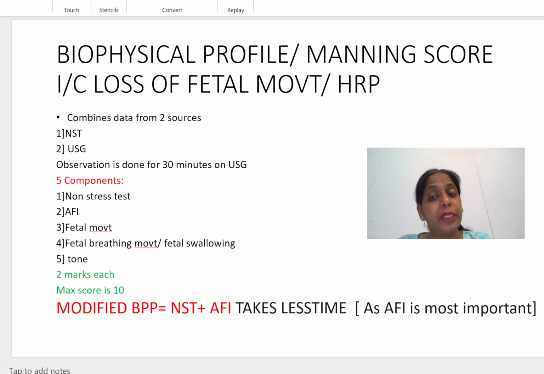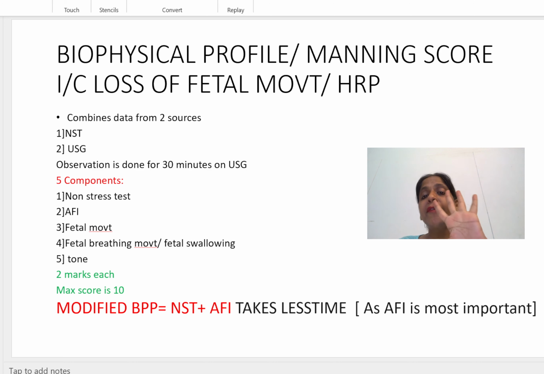We know that while in utero the fetus doesn't breathe. So what is breathing movement? Breathing movement is the fetus's swallowing movement. You all know that the fetus drinks its own amniotic fluid, right? That swallowing movement is taken as its breathing movement.